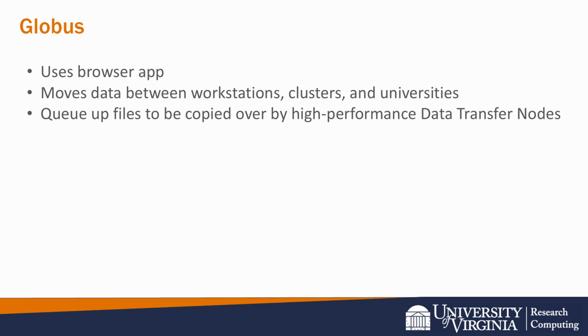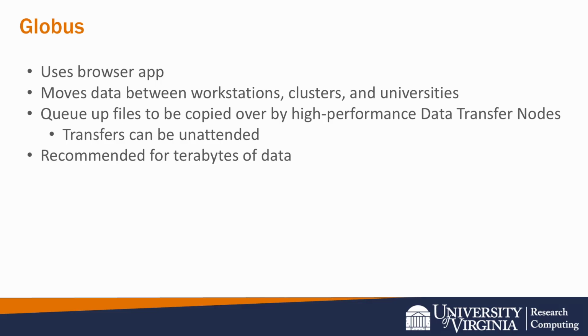One big advantage of Globus is the ability to queue up a set of files or folders to be copied over. You'll select the transfer button to initiate the transfer, which is then performed on specific data transfer nodes, or DTNs. These computers or servers will carry out the transfer, allowing you to go off and do other tasks without worrying about it. The transfers are high performance thanks to the dedicated nodes, making it a reliable method for handling large amounts of data without the risk of data loss. If you have terabytes of data, this is the transfer method we recommend.